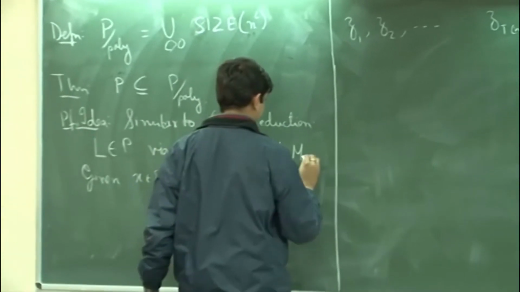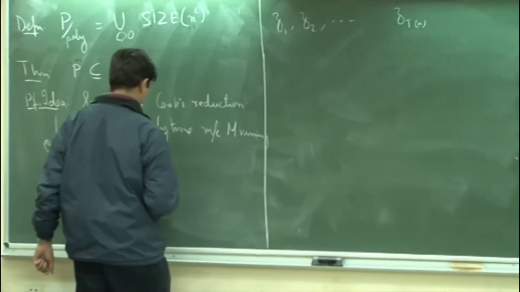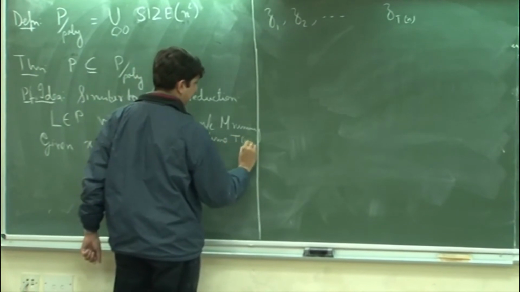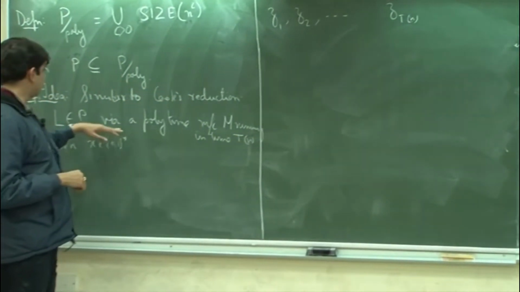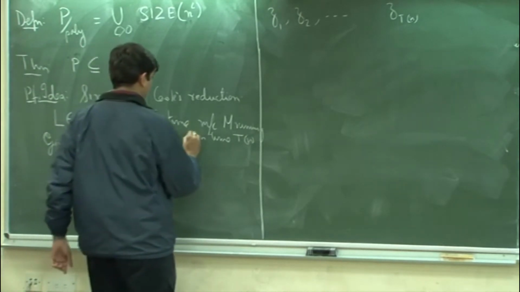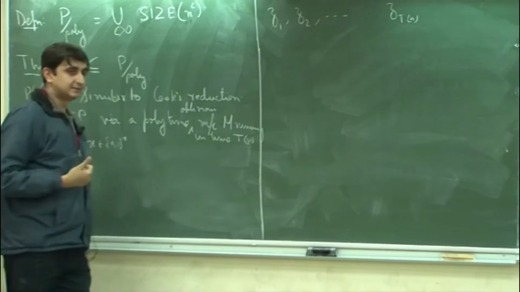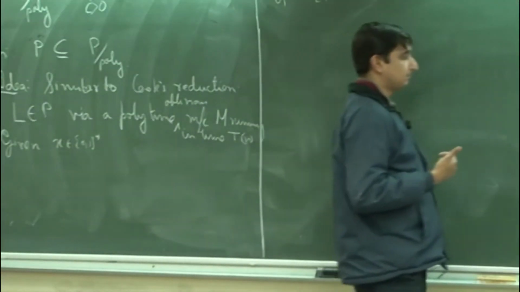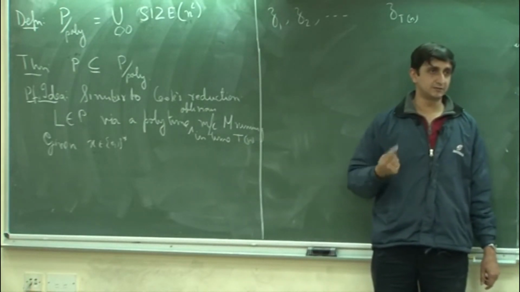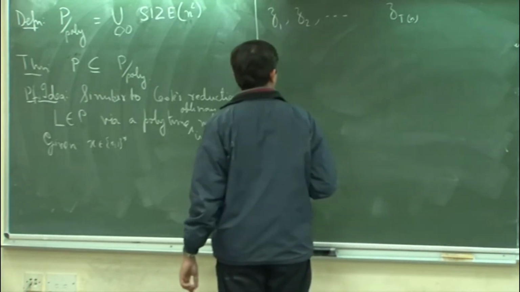So, a polytime machine M running in time T of n. And we will also assume one more thing about this machine. We will assume that this is an oblivious Turing machine. In other words, the computation of the machine does not depend on the actual input. It only depends on the position of its input head. So, these are my configurations.